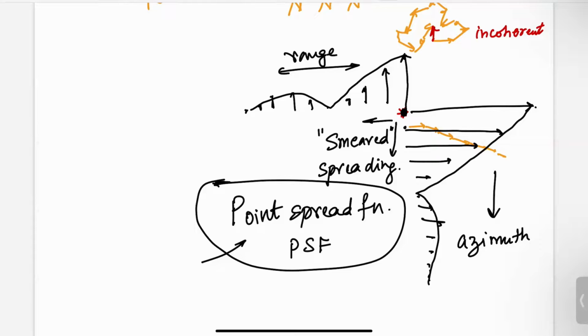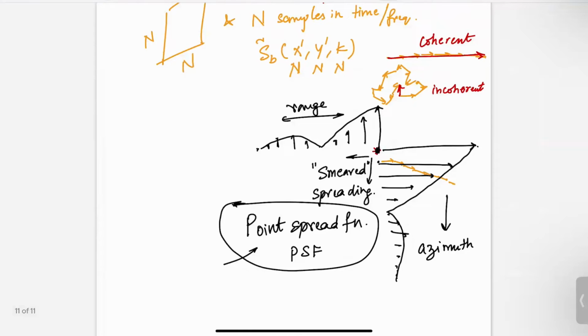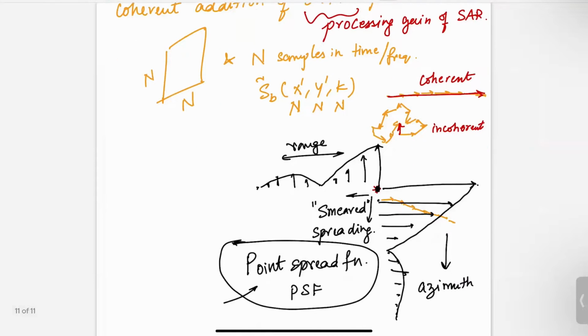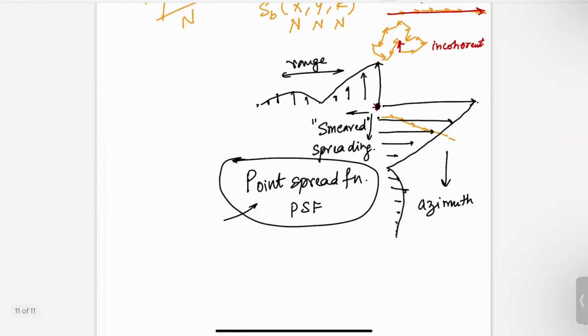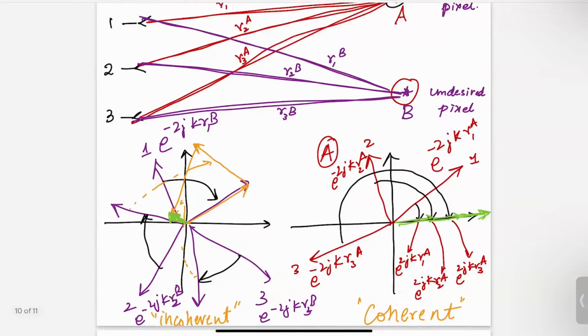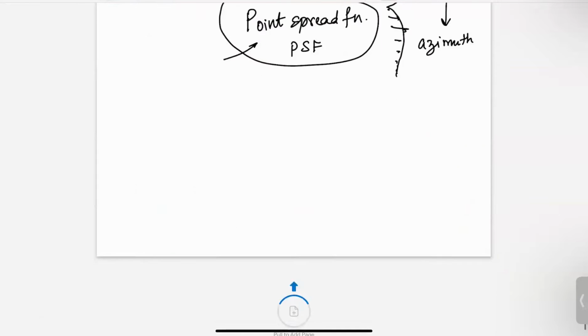So your final image, in fact, you can show is a convolution of the point spread function and your target response f of x, y, z. I won't go into too much of that now, but that's sort of the intuition behind the point spread function. Okay, so now that you have a good intuition of what this frequency-based reconstruction is, let's look at the math, right?